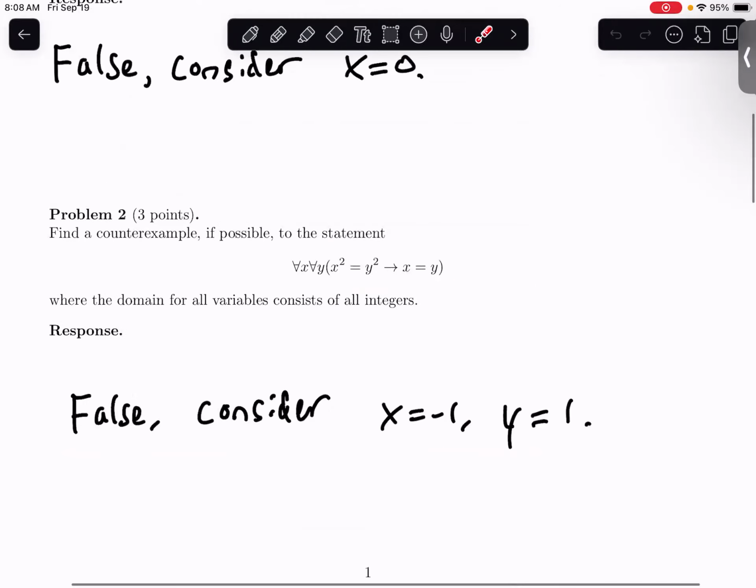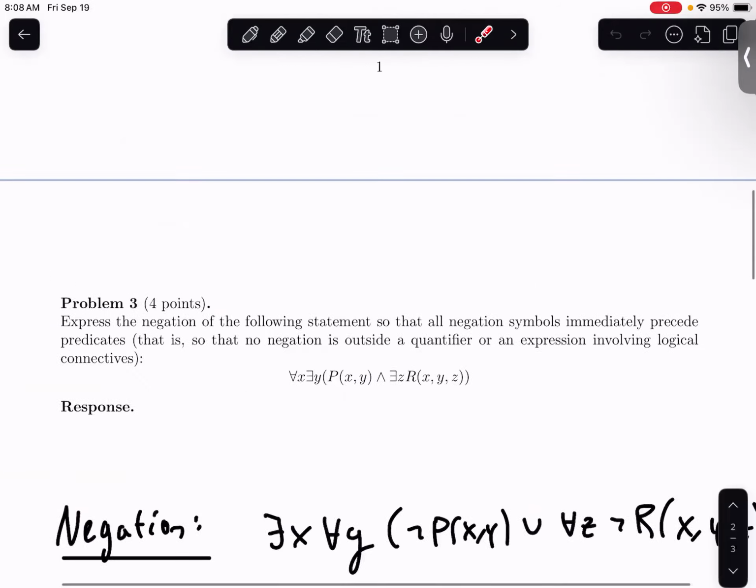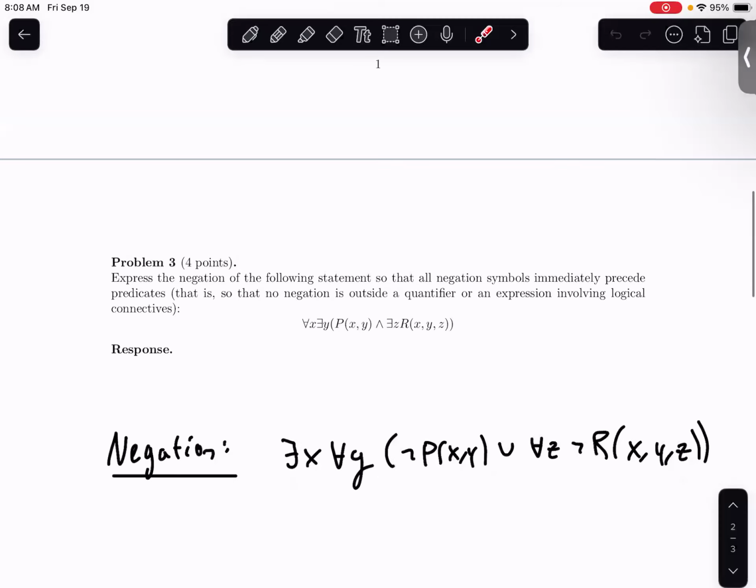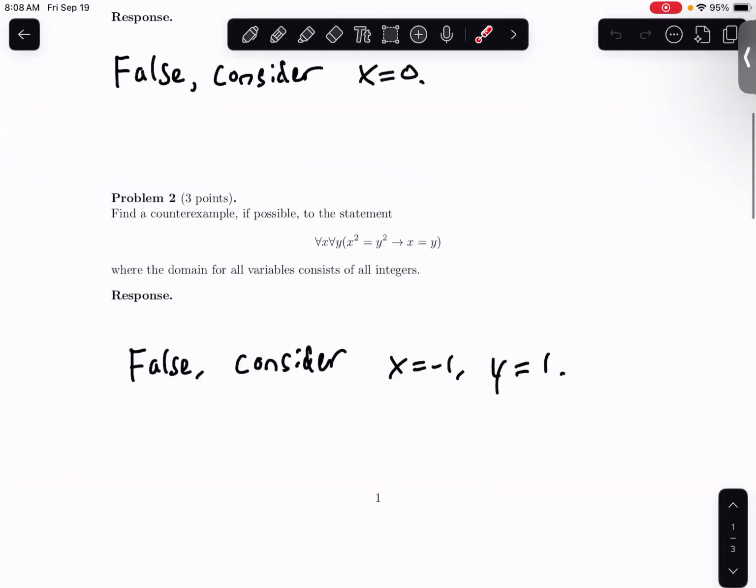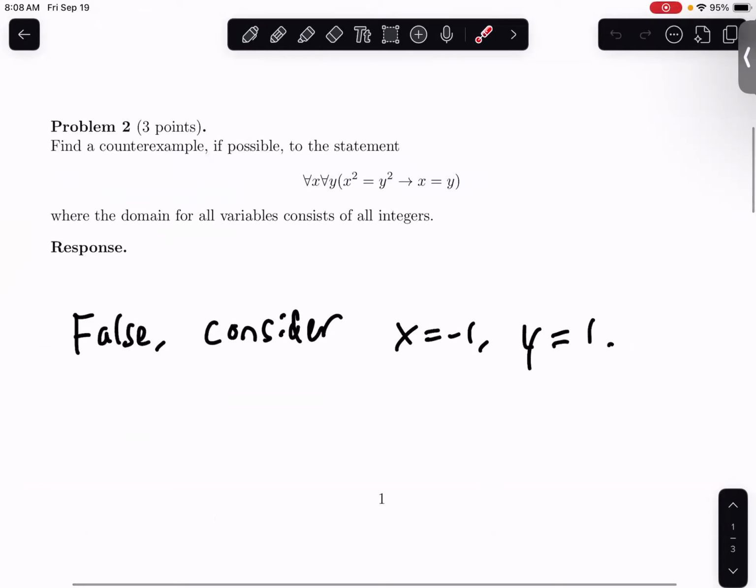Problem 2 ended up being the problem where most people had difficulty, which wasn't really my intention. Usually I try to make the problems escalate in difficulty as they go on, so I tried to have the negation one be the most difficult. But problem 2 was tricky for people.